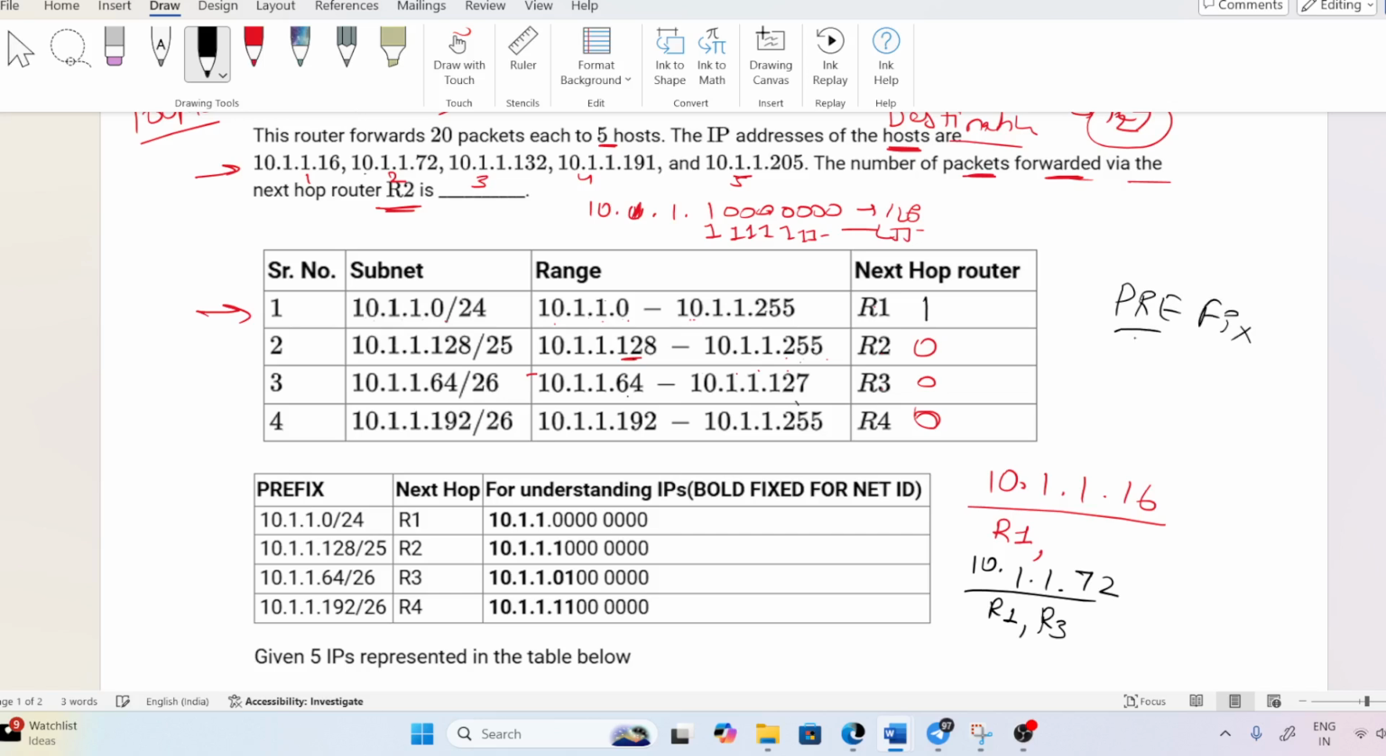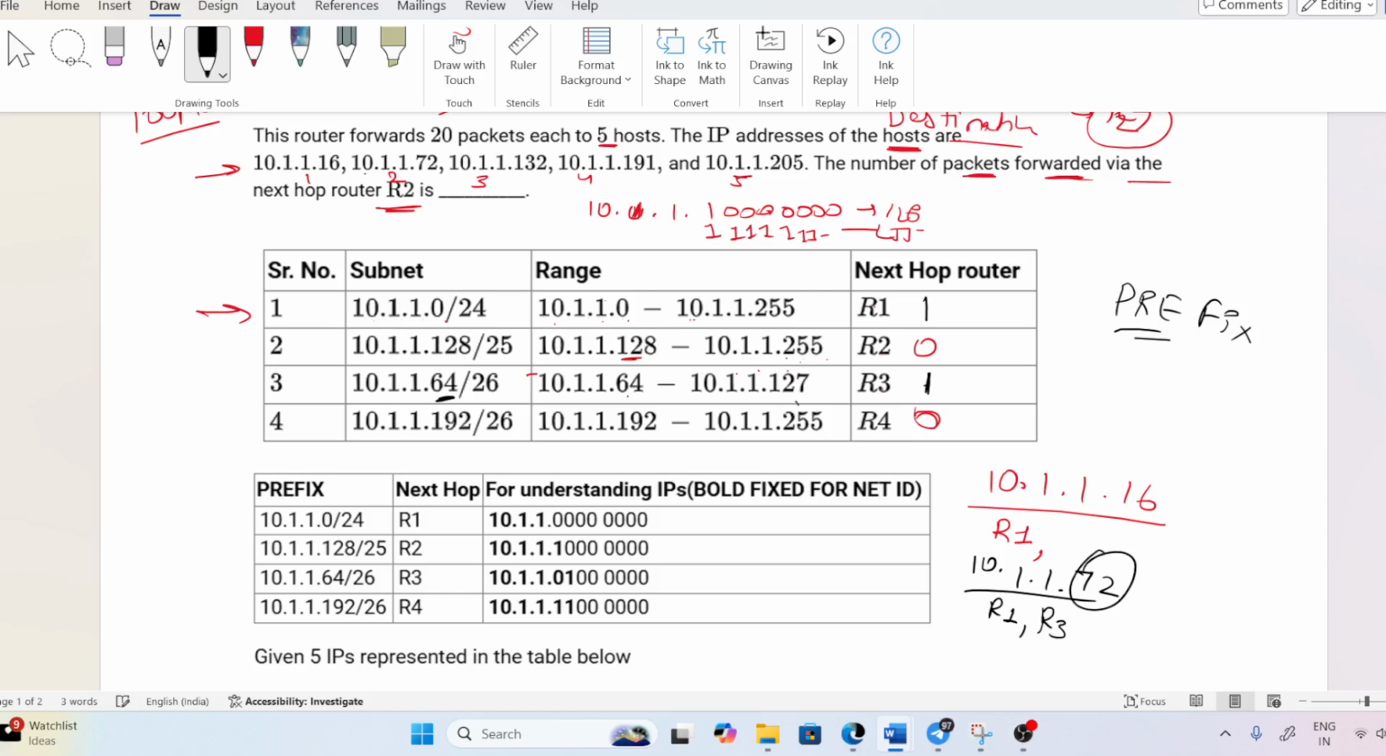So earlier we have seen the prefix. Now we need to check which has more prefix match here. You can also go by the range. So 72 is nearer to 64, so it will go to R3. Like this you can check, or you can check here by the prefix.